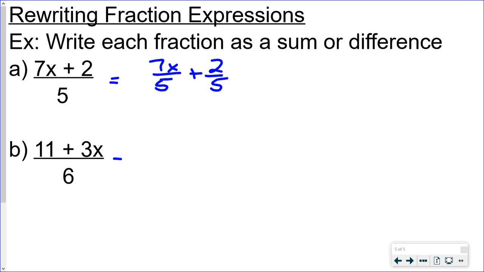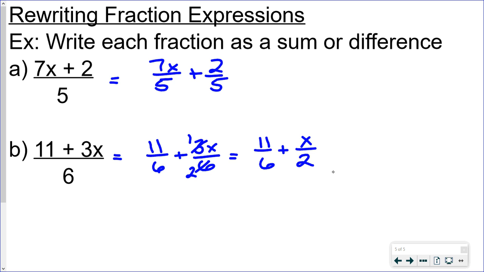All right, so let's do the same thing with this one. Break it apart. Put the 11 over 6 plus 3x over 6. 11 over 6 is improper. That's okay. 3 over 6 can be simplified because they have a common factor of 3, to 1 and 2. So I'm going to rewrite this as 11/6 plus x over 2. I didn't write the 1 because 1x is the same thing as x.